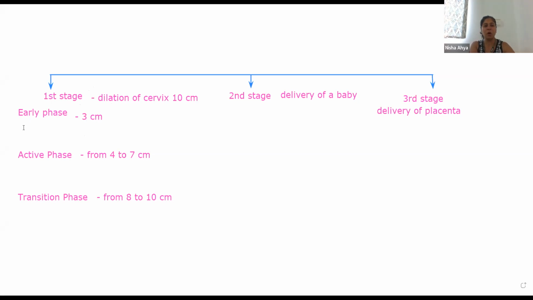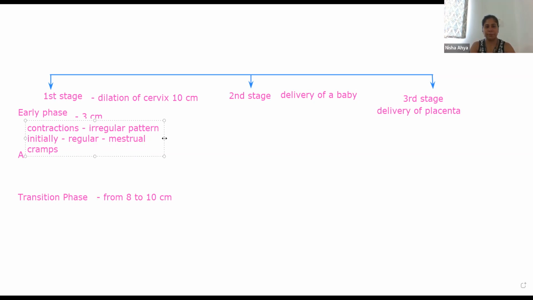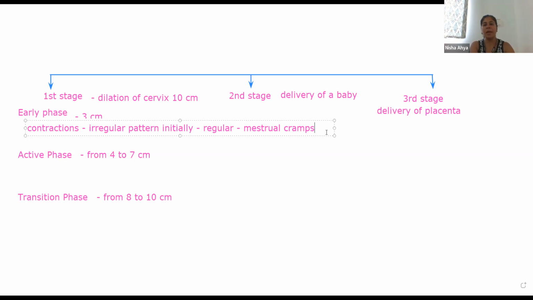Apart from that, then there is contractions. There is a difference in the contractions in each phase. So when you enter into the early phase labor, the contractions follow irregular pattern initially. Okay. Then they become regular. Initially, they may feel like menstrual cramps. They're more like menstrual cramp, and then intensity would build up.